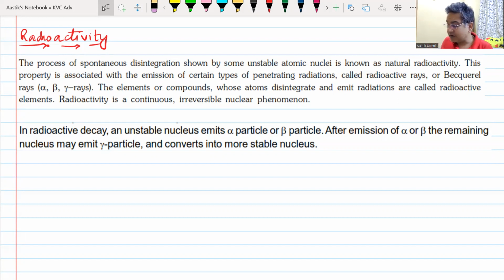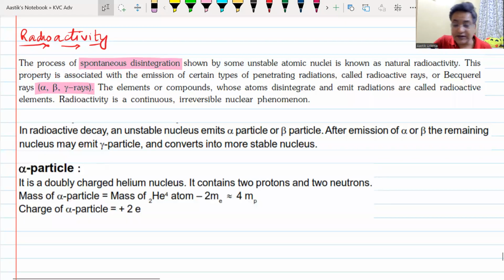So what will happen? It will decay or disintegrate spontaneously on its own. Q value will be positive. It will disintegrate spontaneously, and it will get itself converted into some stable nucleus. In this phenomenon, some types of particles or rays would be emitted. Either it will be alpha or beta or gamma. We will see what is alpha or beta or gamma. By emitting alpha rays or beta rays or gamma rays, it is going to convert itself into a more stable nucleus. This phenomenon is known as radioactivity or radioactive decay.